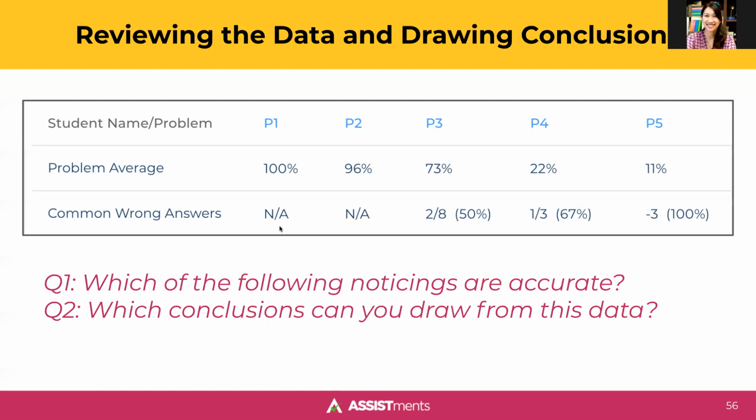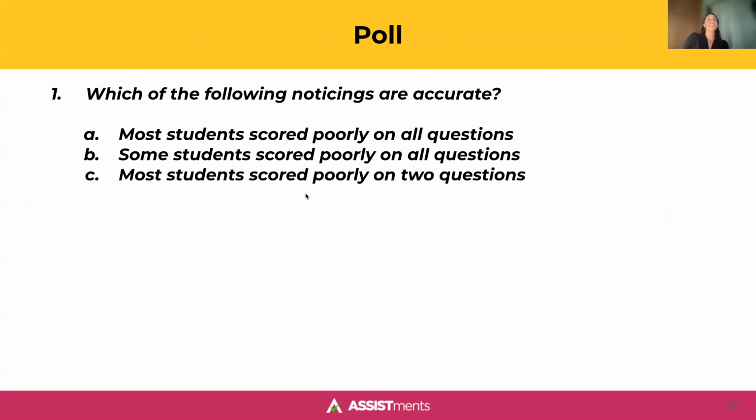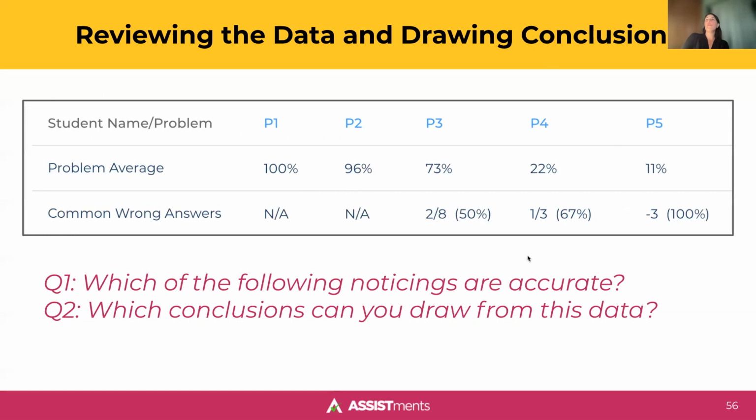Check in. I'm seeing C come up quite a bit. Oh, and thank you, everyone. I know it's hard to flip back and forth. We had a poll and it disappeared. So absolutely correct. We had most students scored poorly on 2 questions. So if we were reviewing this test, we would only have to be going over problem 4 and problem 5. Right? Because we had 100% on question 1, 96%, and depending on your threshold, 73% may be something you want to review as well.